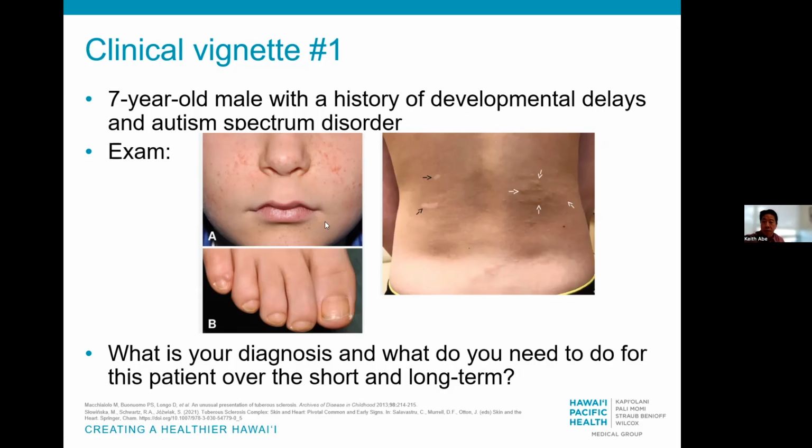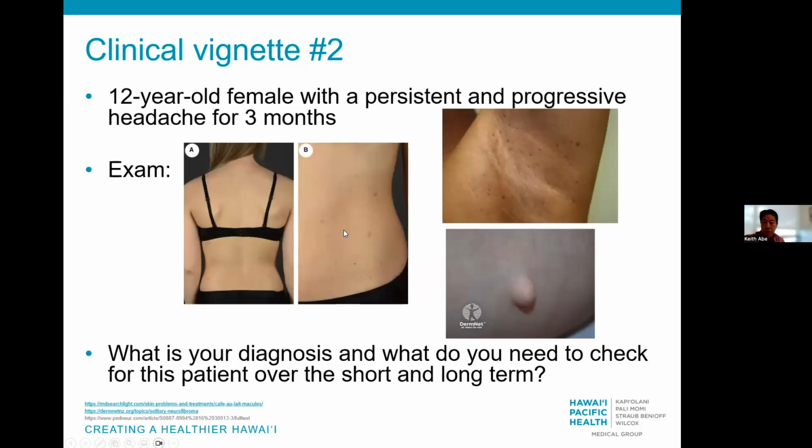And for the next one, a patient with cafe au lait macules and axillary freckling and a solitary neurofibroma. You know the diagnosis. What are 3 things we need to monitor over the surveillance for this patient? Go ahead and drop your answers in the chat, folks. Or any questions too.